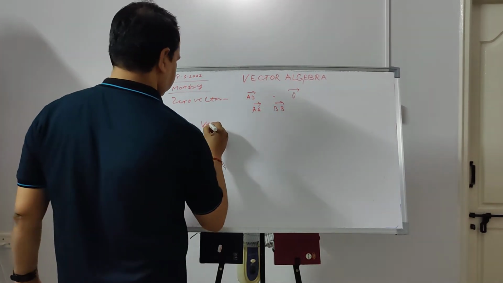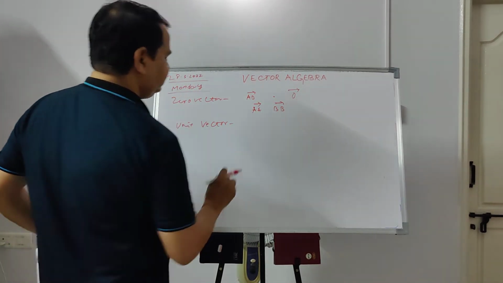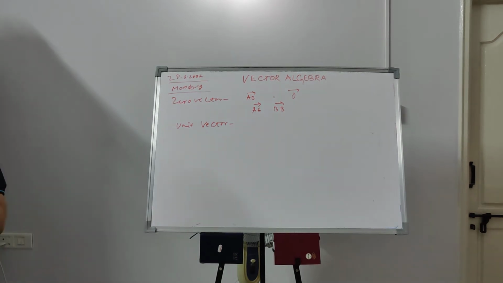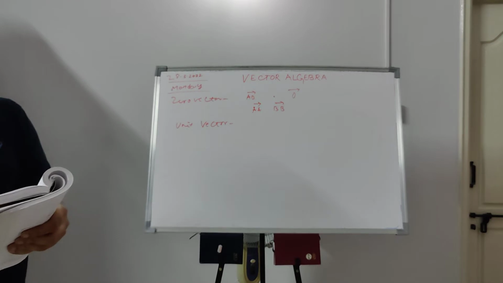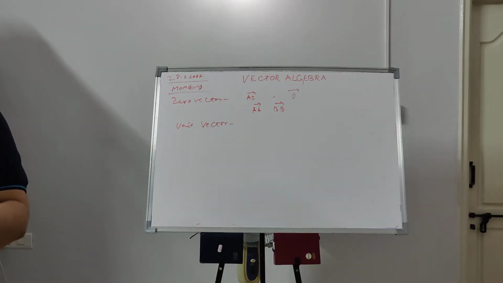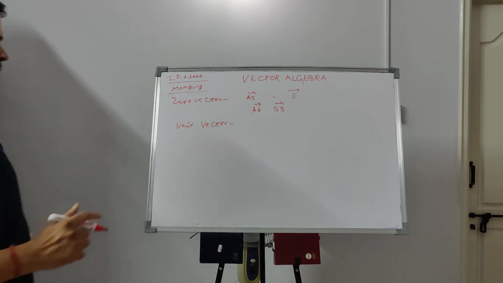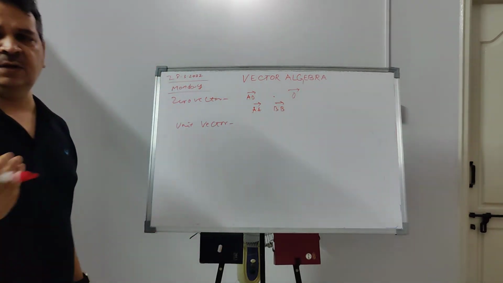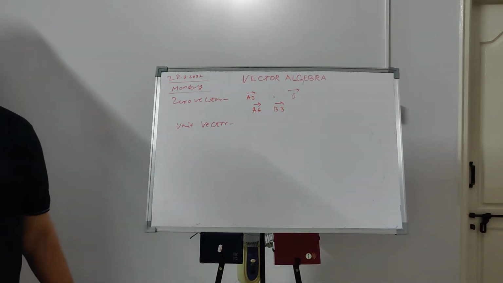Then there is something called unit vector. A vector whose magnitude is unit is called a unit vector. So the unit vector in the direction of a given vector A is denoted by A cap. So a vector whose magnitude is unit is called a unit vector.